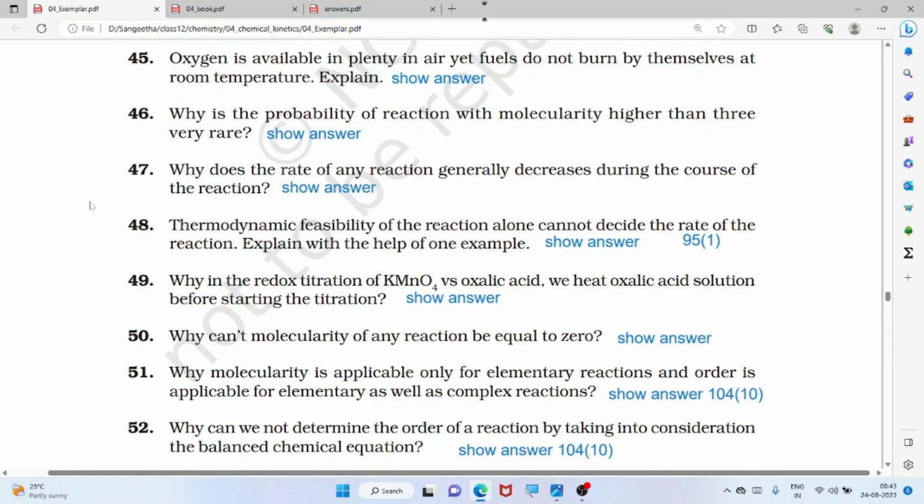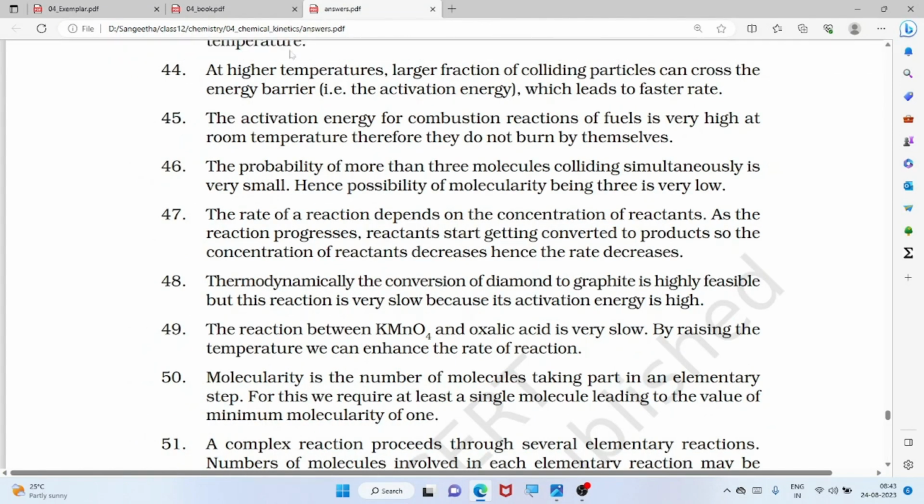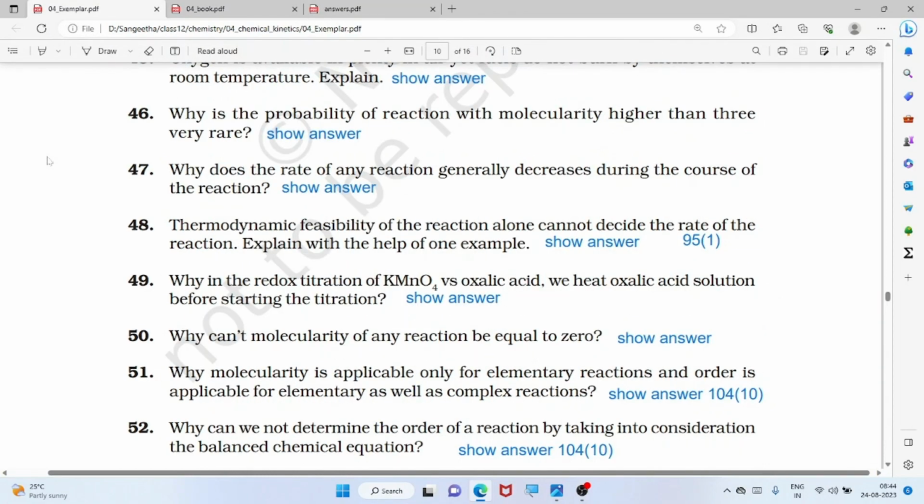Why does the rate of any reaction generally decrease during the course of the reaction? Because the concentration of the reactant is getting lower. The rate of the reaction depends on the concentration of the reactants. As the reaction progresses, the reactants start getting converted into products. So the concentration of the reactant decreases, hence the rate decreases.